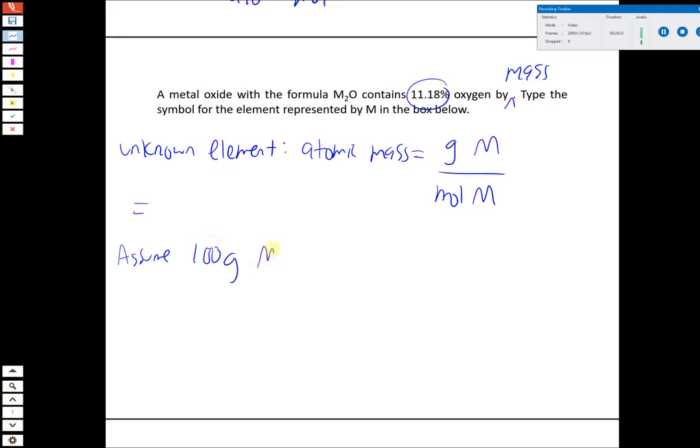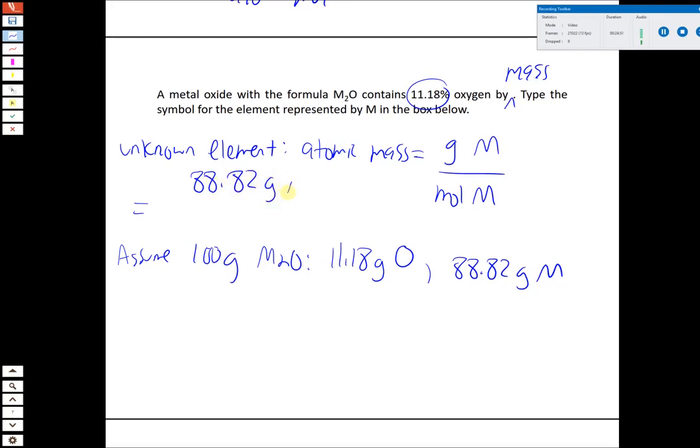So if you have 100 grams of M2O, we know that from the mass percent we have 11.18 grams of oxygen, and that means the rest of that 100 grams has to be the element M, so 100 minus that would give us 88.82 grams of the metal M. So that's how many grams of metal we have in 100 grams of the compound. And now we have to figure out how many moles of the metal are in there.